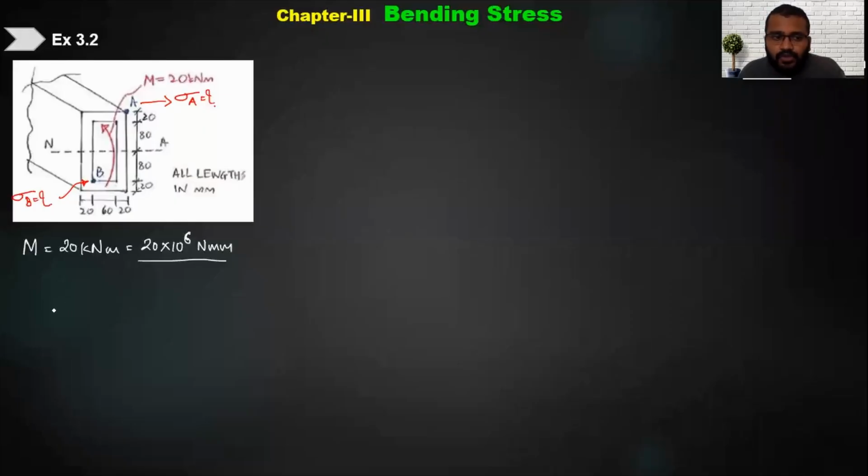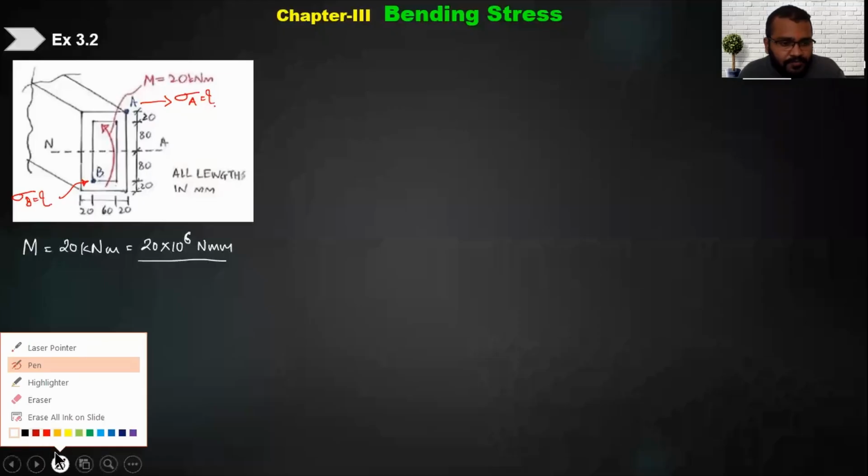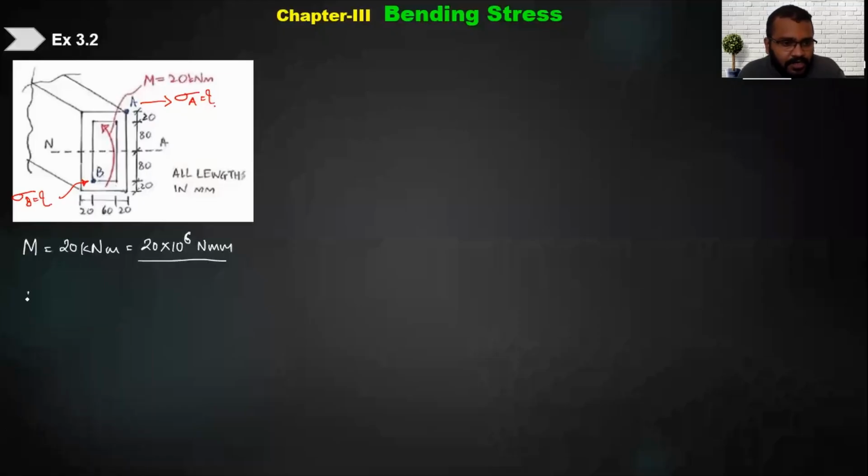So how will we find it now? To find sigma, let us first find the moment of inertia. Moment of inertia about the x-axis, this is my x-axis or the neutral axis, which is shown here. How will you find it? Do I need to change anything? No changes are required here. We only need to take the inertia of the bigger rectangle minus the smaller rectangle.